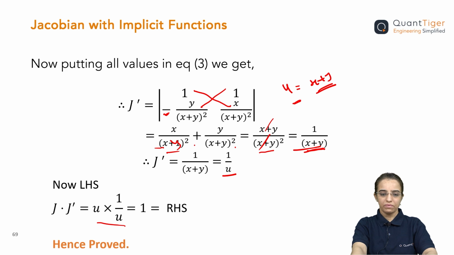The other steps, writing the Jacobian and writing the Jacobian j dash of the given function, will remain as they are. This is how we can simplify the Jacobian numericals which are based on implicit functions. Hope it's clear. Thank you.